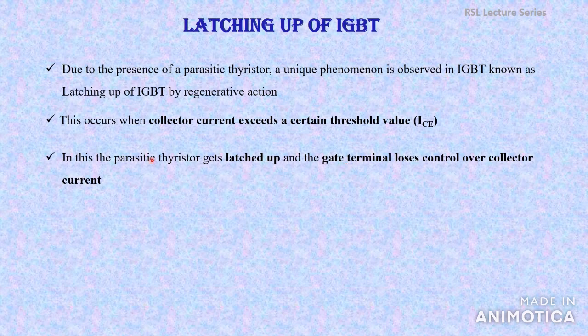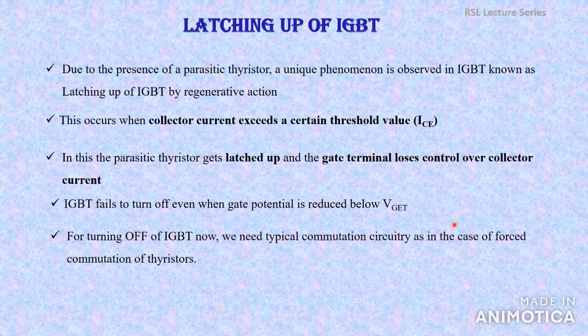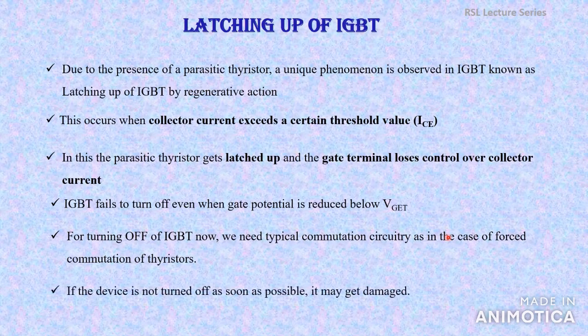As we all know, once the thyristor starts conducting, the gate loses its control. Similarly, in the case of the IGBT also, the gate loses its control over the collector current. Even when the gate voltage is reduced below the threshold value, the device will not turn off. In order to turn off the device, we need additional commutation circuitry, as in the forced commutation required for turning off thyristors. This is one of the important phenomena which occurs in the case of the IGBT, called the latching up of the IGBT. If the device is not turned off, it may damage the device.